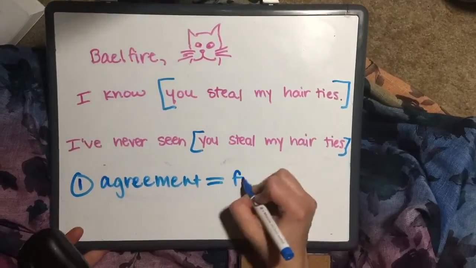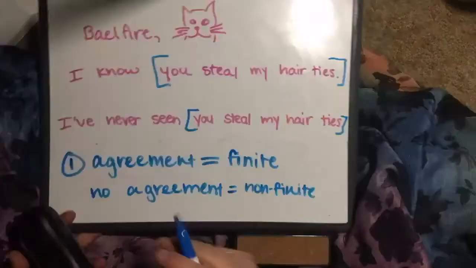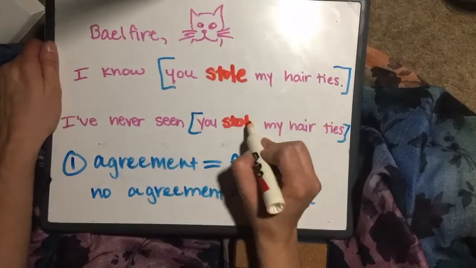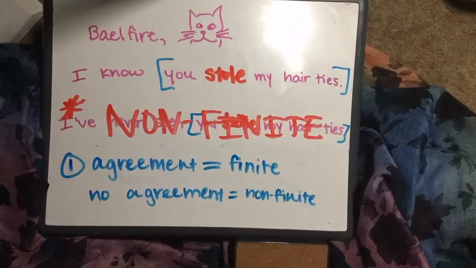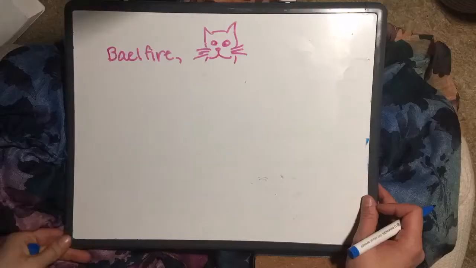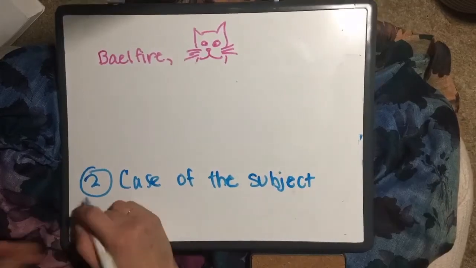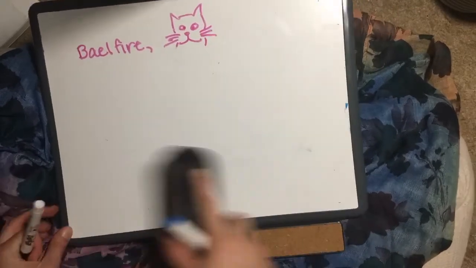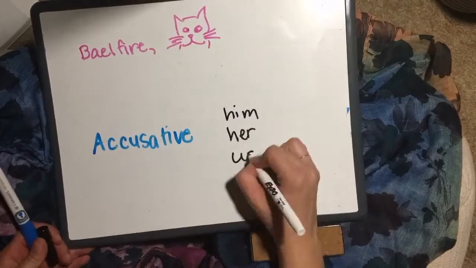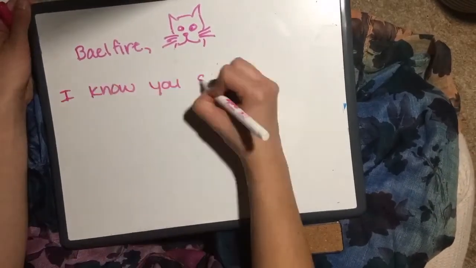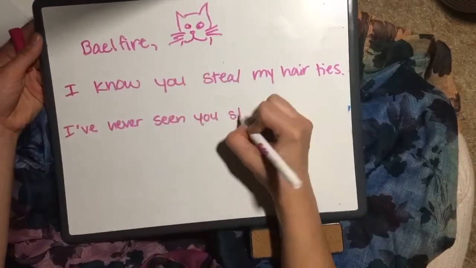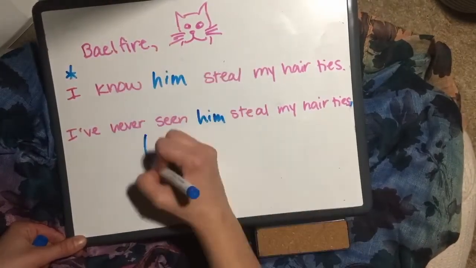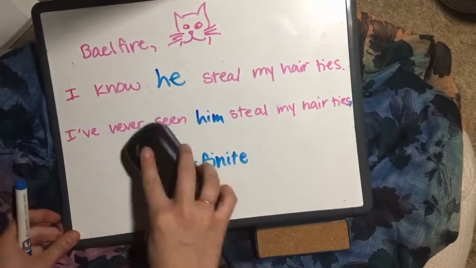First thing we're going to do is change the verb in question and see if there's agreement. If there's agreement, it's finite. If no agreement, then not finite. Looks like the top one's finite. So another thing you can do is test the case of the subject. If it takes the nominative case, then that means that it's finite. And if it takes the accusative case, that means it's non-finite. So as you'll see, the sentence on the bottom takes the accusative case, meaning it's non-finite.